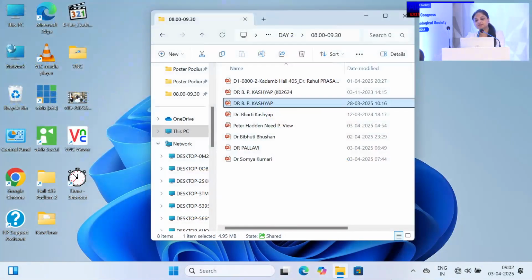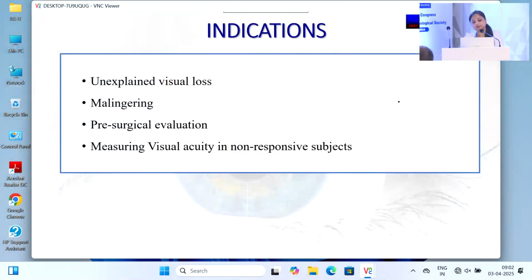The indications for VEP are optic neuritis, multiple sclerosis, optic atrophy, hereditary optic neuropathies, toxic neuropathy, traumatic brain injury, compressive optic neuropathy, glaucoma, amblyopia. Additionally, it is helpful in unexplained visual loss, malingering, pre-surgical evaluation, and measuring visual acuity in non-responsive subjects. The requirements for the test are three electrodes: active, reference, and ground electrodes.